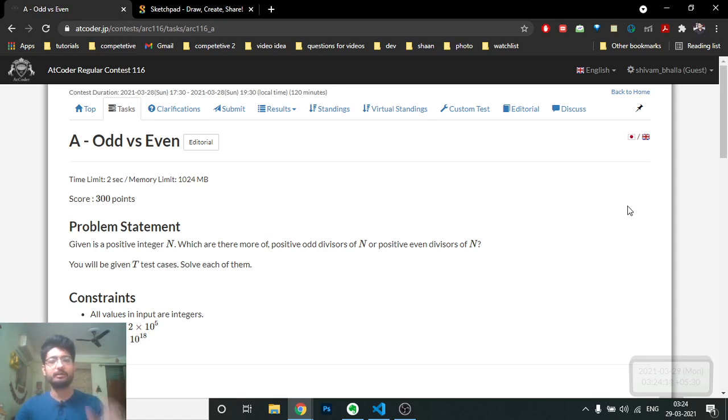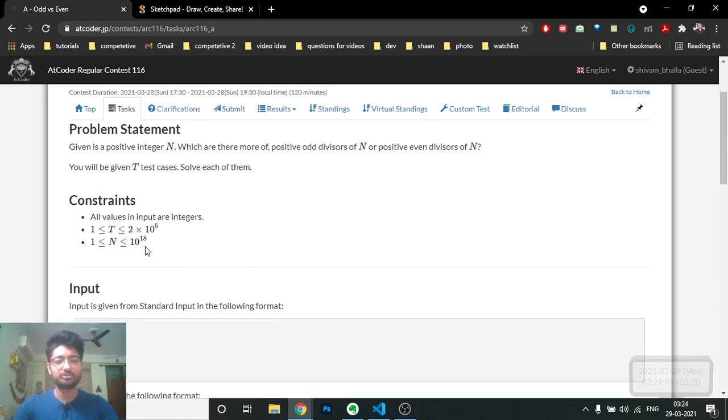Then you just have to tell whether the count of odd divisors and even divisors are the same, or the odd divisors are more, or the even divisors are more. So in simple terms, you just have to find all the divisors of a number and tell whether the odd divisors are more, the even divisors are more, or they are the same. And as you can see, there are test cases, and n is also pretty large.